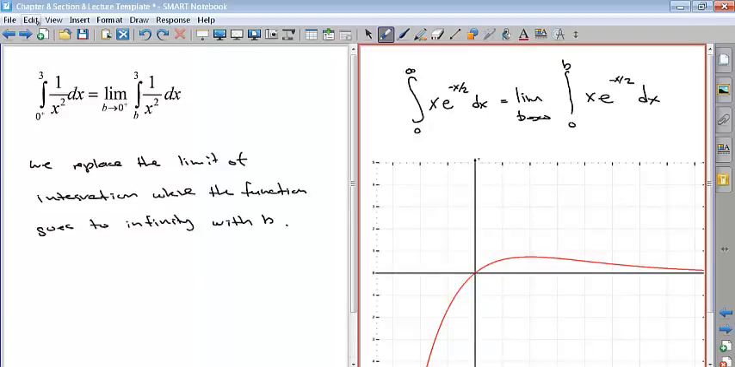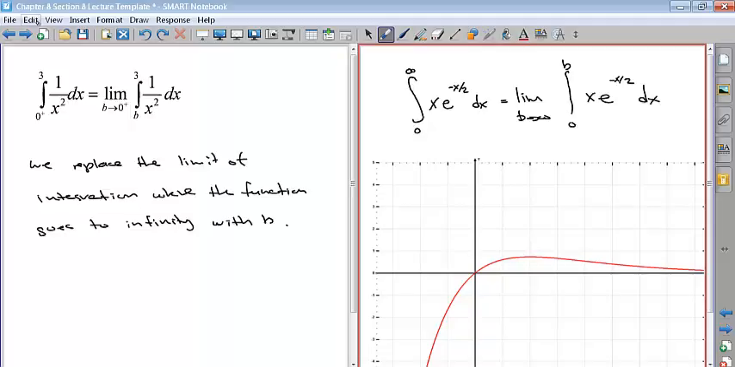Okay, now let's look at this one. This is one where we have to use L'Hopital's rule ultimately. So we have the integral from 0 to infinity of x times e to the minus x over 2 dx. And we would rewrite that as the limit as b goes to infinity of the integral from 0 to b of x e to the minus x over 2 dx. And I have sketched the curve, or the computer sketched the curve, and you can see what it looks like.